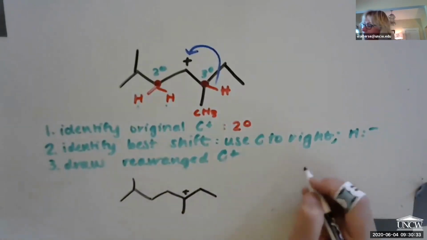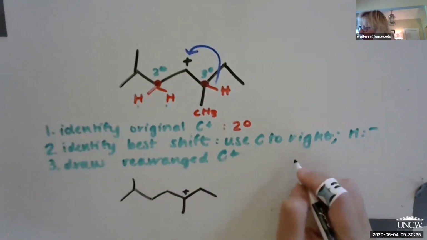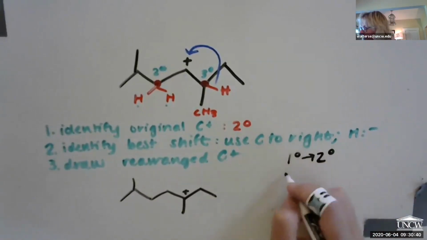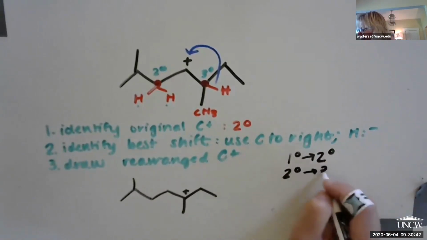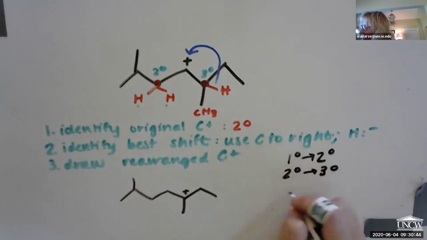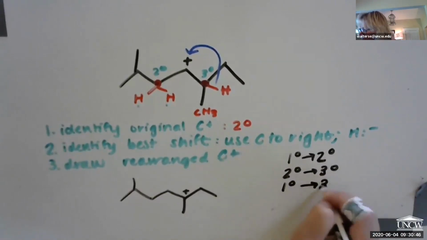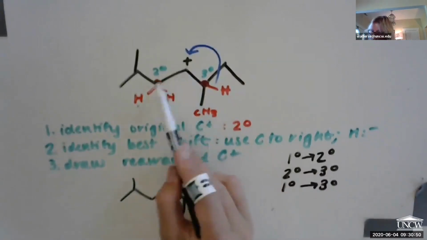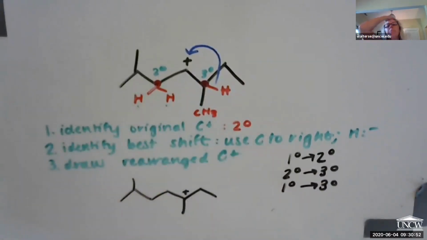So when you have to decide whether or not a shift will occur, a primary will shift to a secondary. A secondary will shift to a tertiary. Primary will shift to tertiary. But a secondary won't shift to a secondary. So you're not going to move that carbocation and spend the energy doing that unless it results in a carbocation with an increase in stability.